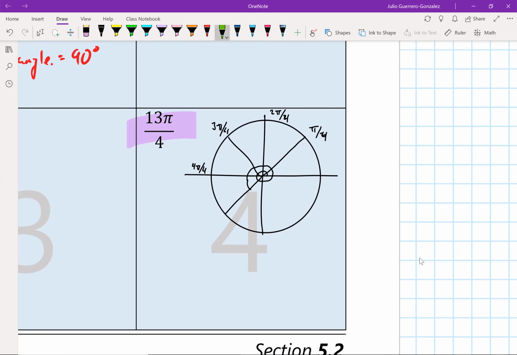So this angle right here, starting here, going around and ending there, this angle is 13 pi over 4. Okay? Now, to the reference angle, we just need to look at how big that is. And that is just pi over 4, which means our reference angle is pi over 4. Okay?